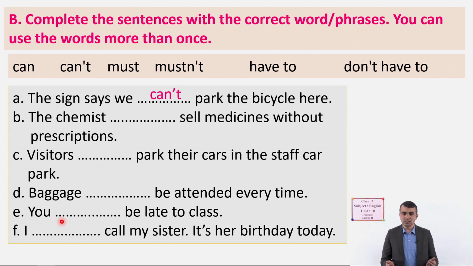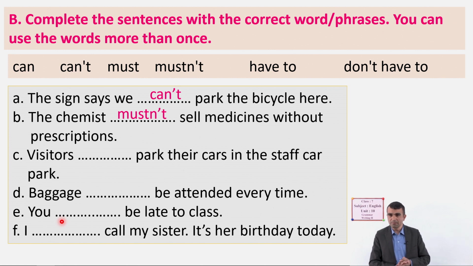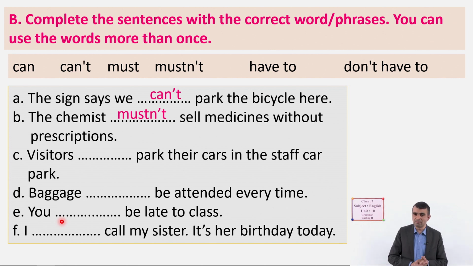Now next one, number B. The chemist did not sell medicines without prescription. The chemist can, can't, must. What do you use here? Think quickly and say. Yes, please, everyone. Very good. The correct word here is mustn't. The chemist mustn't sell medicine without prescription. The chemist should sell medicine only based on prescription.